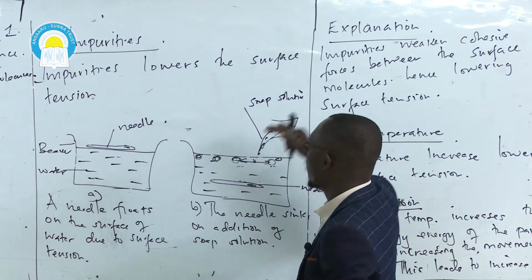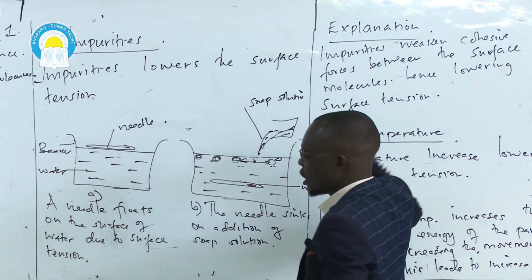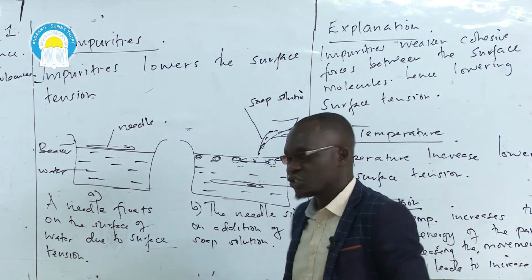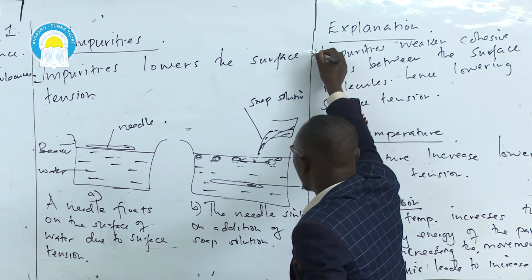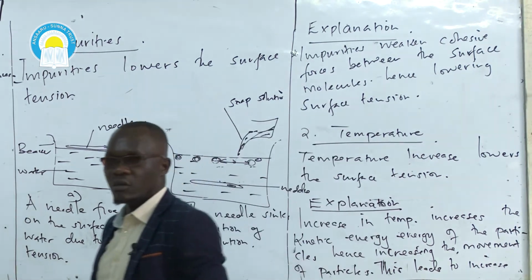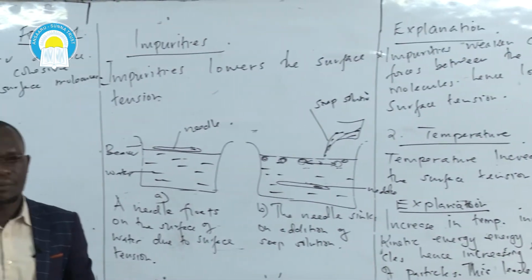We have talked of temperature, and we have explained how temperature affects surface tension. We have explained how impurities affect surface tension. The explanation is very important because it carries more marks compared to stating.